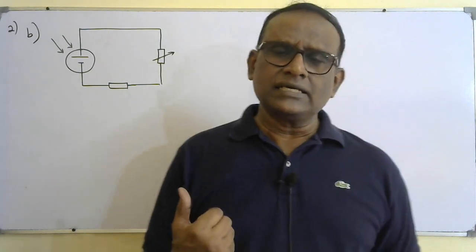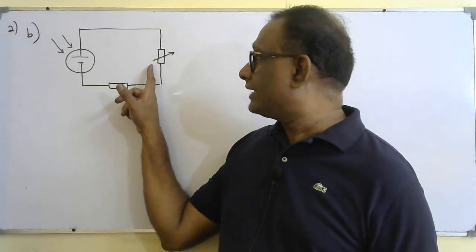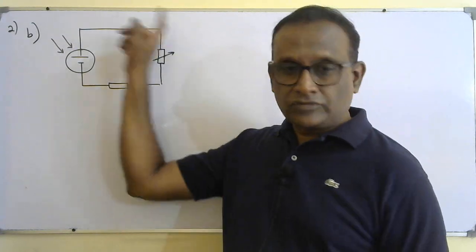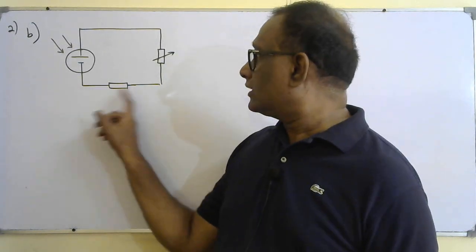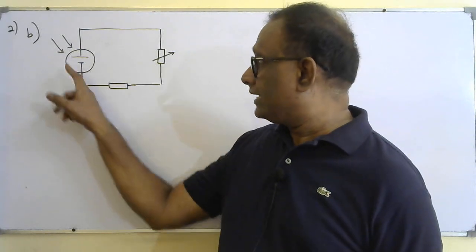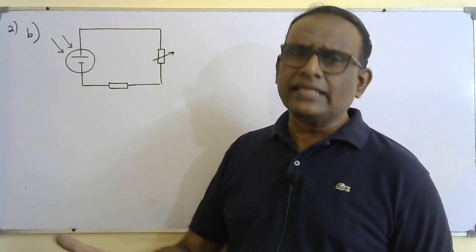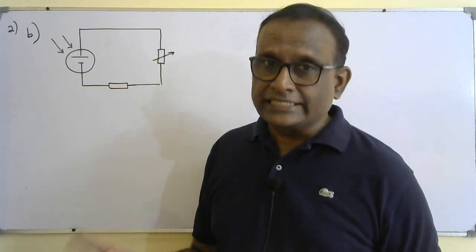How can we change the current flow? By changing the resistance of the variable resistor. The total resistance of the circuit could be varied. When the total resistance of the circuit varies, the current flow will vary, and they are going to measure the potential difference across the solar cell. Same thing like what we do in the practical measuring the internal resistance of a cell.